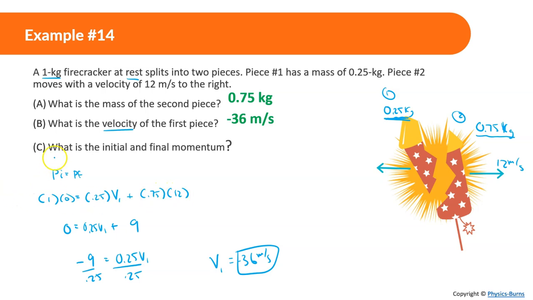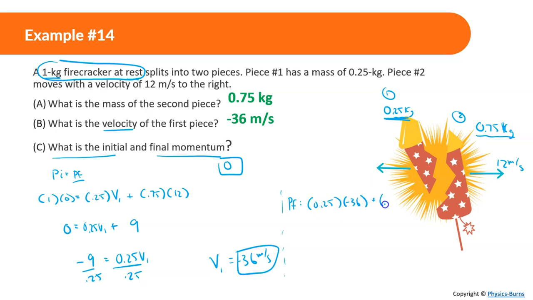Okay. So what is the initial and final momentum? We know at the very beginning it's at rest, so it's not moving. So at the very beginning, it has 0 momentum. And if we calculate the final, we know after it explodes, I'm going to do momentum final. We have one piece that's 0.25 kilograms going to the left, 36 meters per second. And then we have the second piece, 0.75 kilograms, going to the right, 12 meters per second. We do the calculations and we find out this is also 0. And that should make sense because the momentum is conserved: 0 at the beginning, 0 at the end.